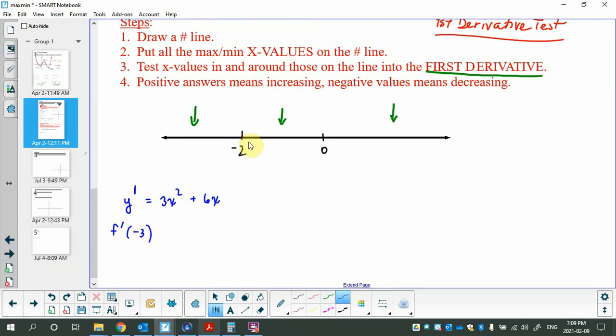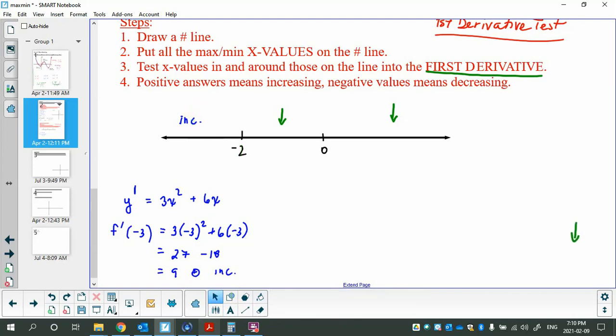So I need a number that is to the left of -2. I can pick -47 if I want to, but I'm going to pick -3. So here's me putting -3 into the first derivative. And then I'm going to do some math. So -3 squared is 9 times 3 is 27. Minus 18 is 9. That's positive. So it's increasing. So in this space, we're increasing. I'm going to get rid of that arrow.